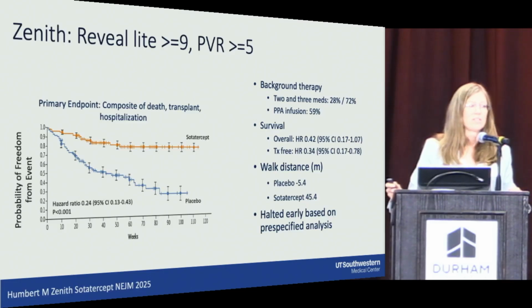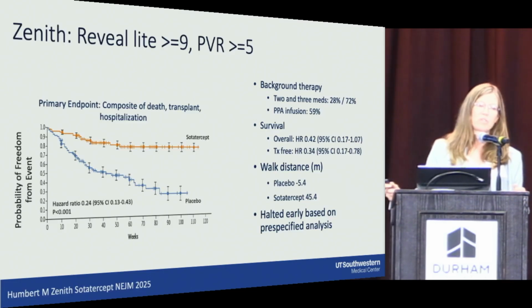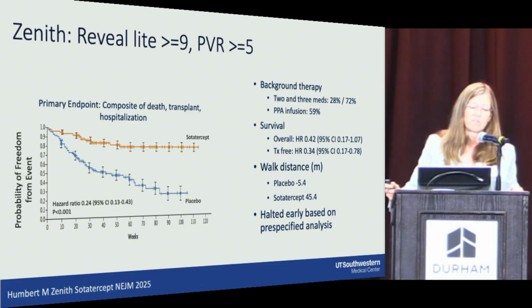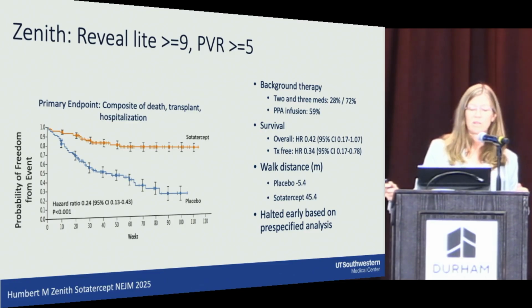Since then, as we've seen today, we have Zenith, which looked at the higher risk patients with a REVEAL Lite score greater than or equal to 9. Their primary endpoint was a composite, as we're used to seeing, but it included only the death, transplant, hospitalization. It didn't include the worsening of 6-minute walk distance with functional class and that sort of thing, which they overwhelmingly met. The hazard ratio here is 0.24, so let's see, over 75% reduction there.